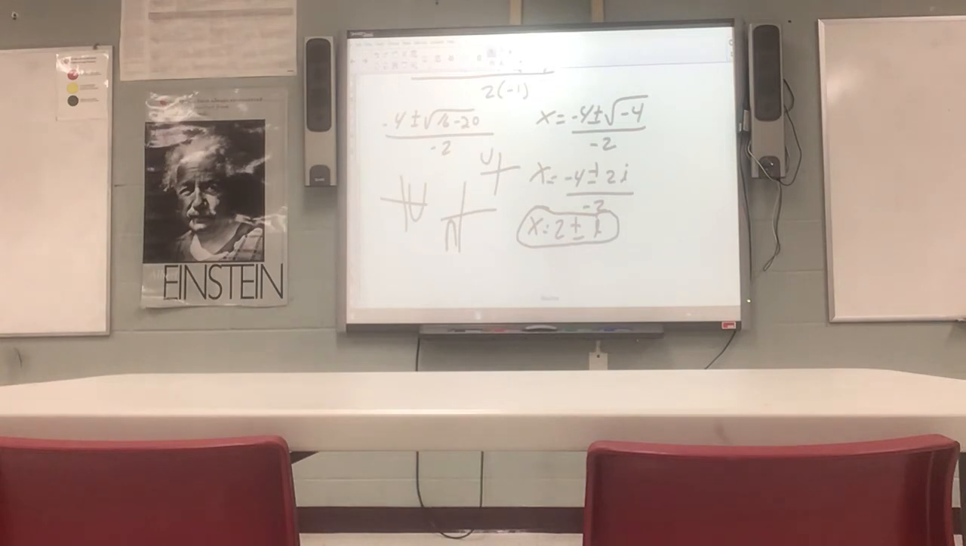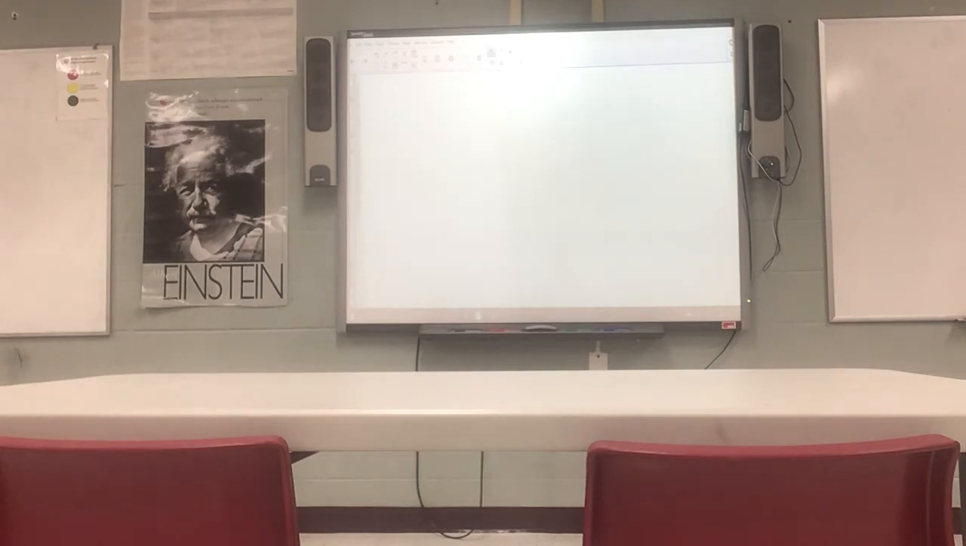All right, got to put my marker back up. x squared equals 6x minus 4. So you need to get it into standard form, then you need to label your a, b, and c, and then you need to use the quadratic formula.